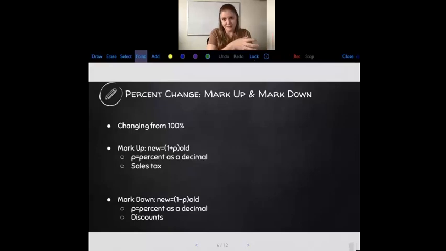Markdown is when something's on sale. So if items are 20% off or 15% off, that would be a markdown. So from the original price, the price is coming down by whatever percentage it's giving you. That formula is similar. It's new is equal to 1 minus P times the old, and P is always percent as a decimal. So markup is usually like tax, you're paying a greater amount, and then markdown is usually like a discount or a sale.